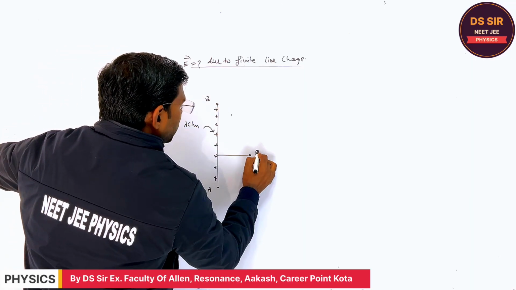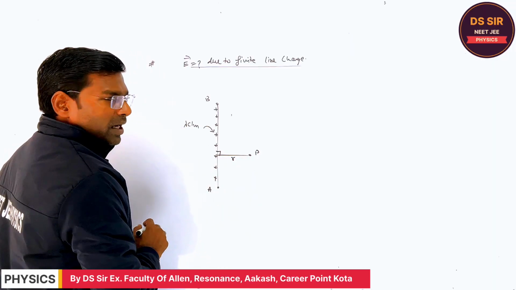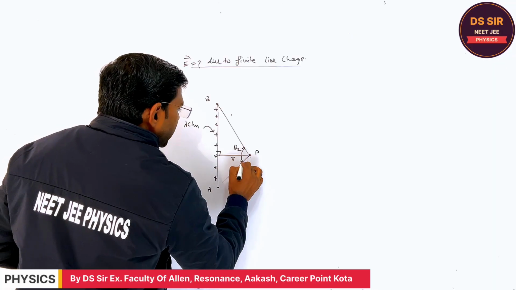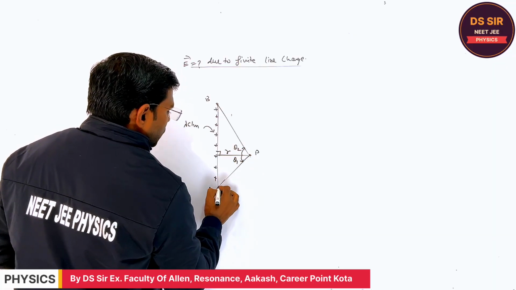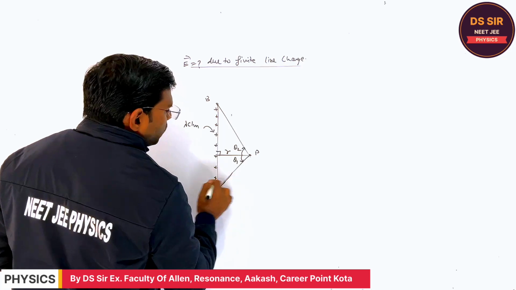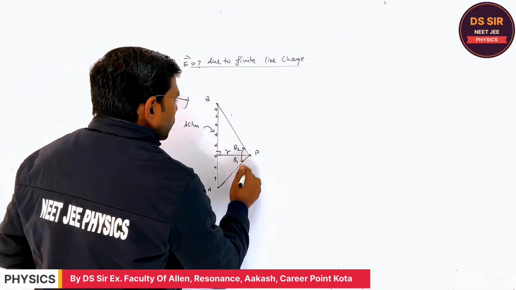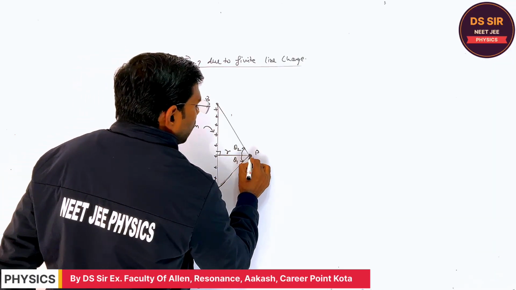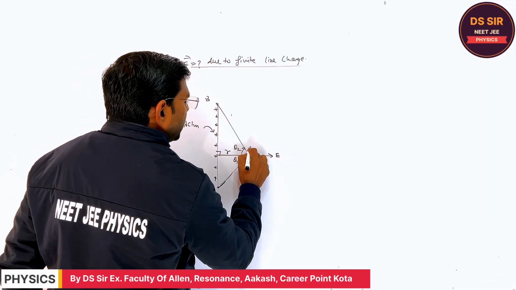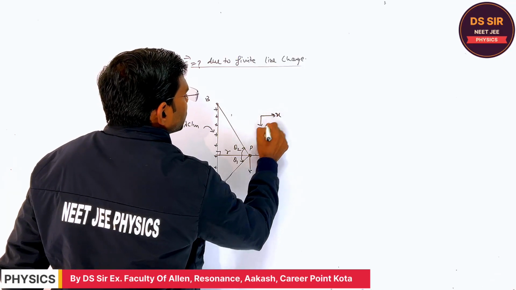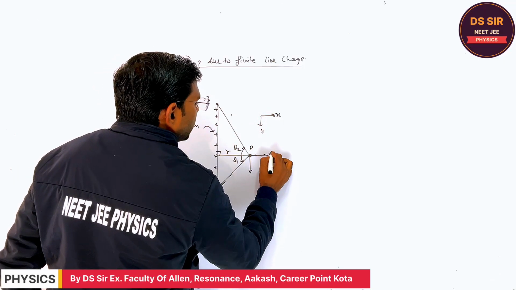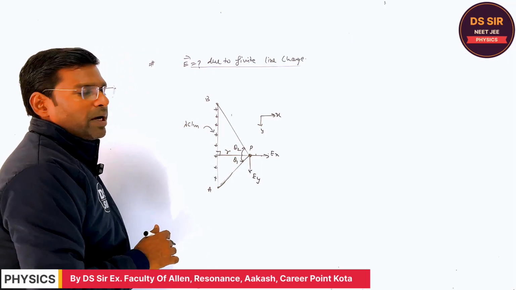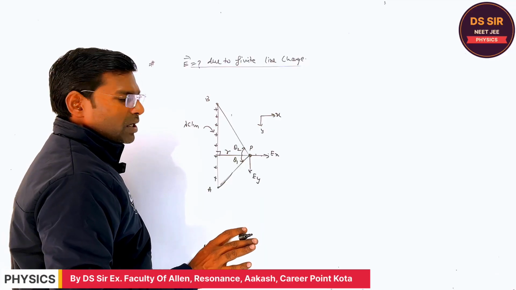If you consider this point P at a distance r, and this angle is making angle theta 2 and this angle is making angle theta 1, the electric field you have to find at this point. At this point the electric field will be in this direction and also in this direction, right? If you assume this is x and this is y, the electric field will have an x direction and a y direction component. There will be two components of the electric field. Is it clear or not, you tell?